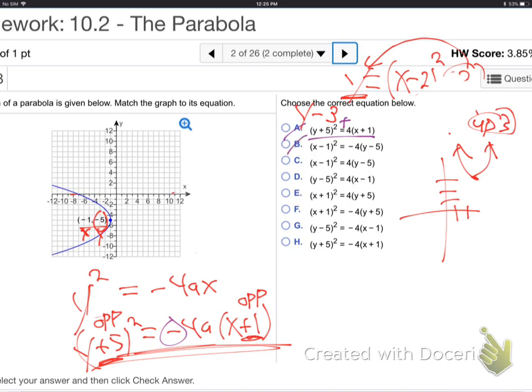Could it be B? No, it doesn't even have y squared. It's got the x, so not C. It's supposed to be y squared on the left side. Could it be D? No, it's +5. It's not -5. Can't be E, that's x. Can't be F, that's x. Can it be G? No, it's minus. Well, I guess it's H then. Yeah, it is H, isn't it?